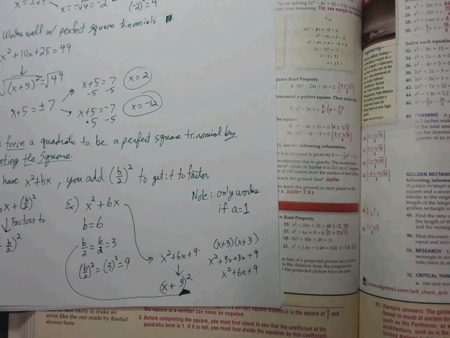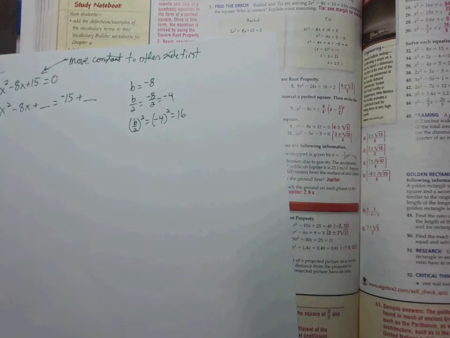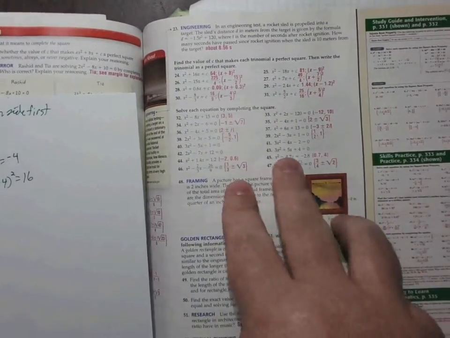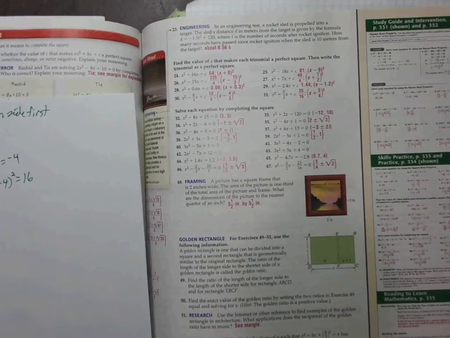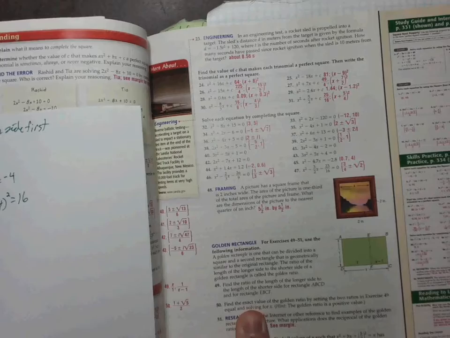How does that help us? Well, it allows us to just take the square root of the other side. I'm going to show you with some problems here. So, first one here, and this is the page, so you can see the answers for those problems. Some of them are here as well.